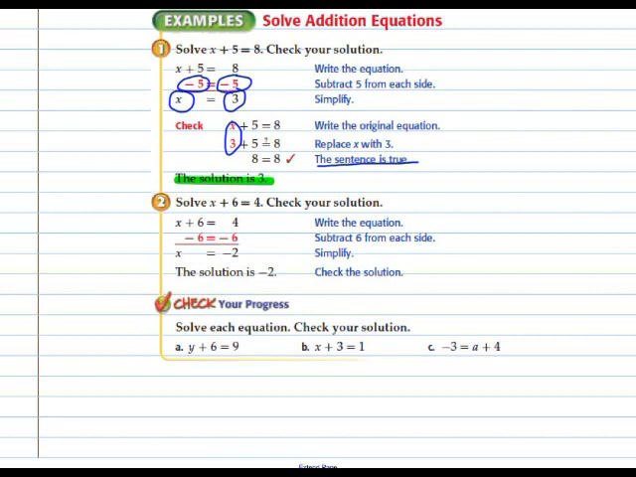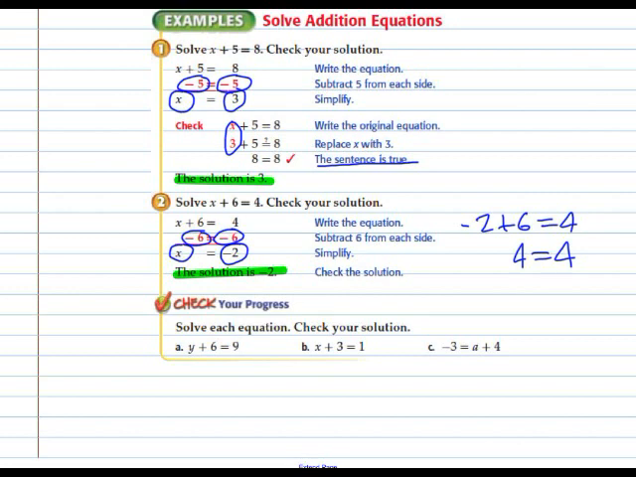X plus 6 equals 4. Check your solution, solve and check. So I'm going to subtract 6 from both sides. Using the subtraction property of equality, that gives me x by itself on one side of the equation and a value of -2 for x. If I check this solution, I have -2 plus 6 equals 4. That is, in fact, a true statement. So -2 is the solution to this equation.